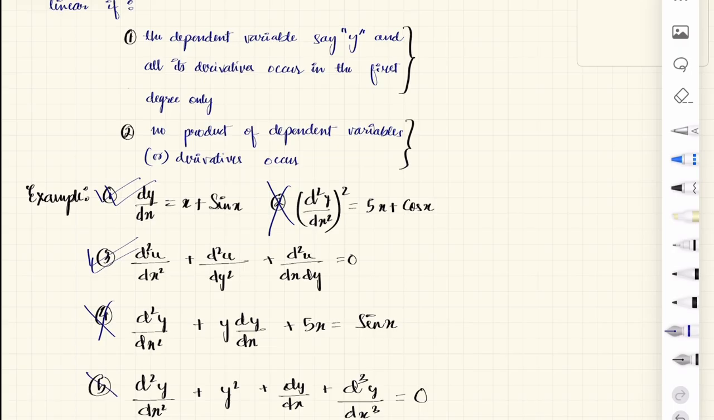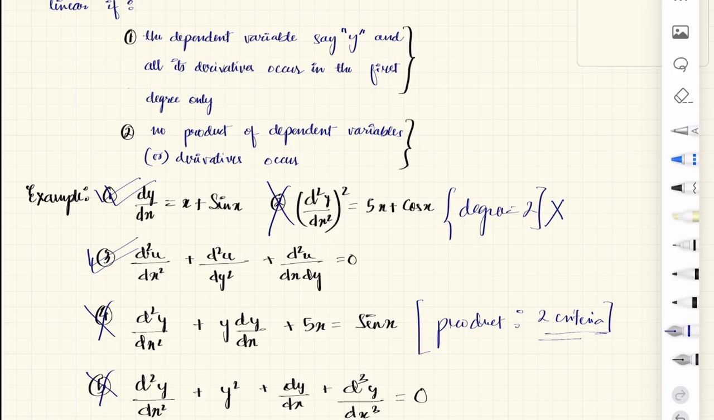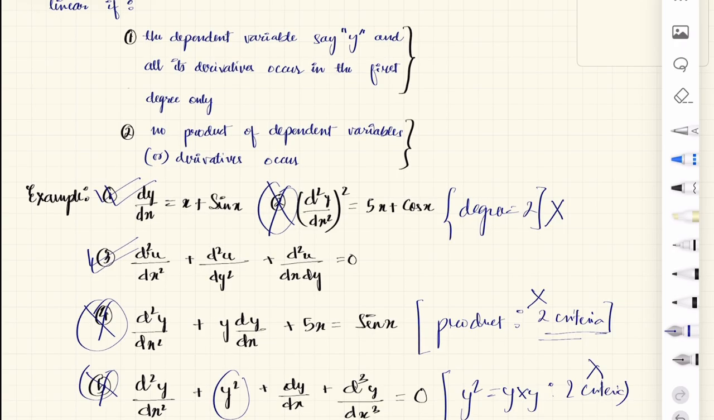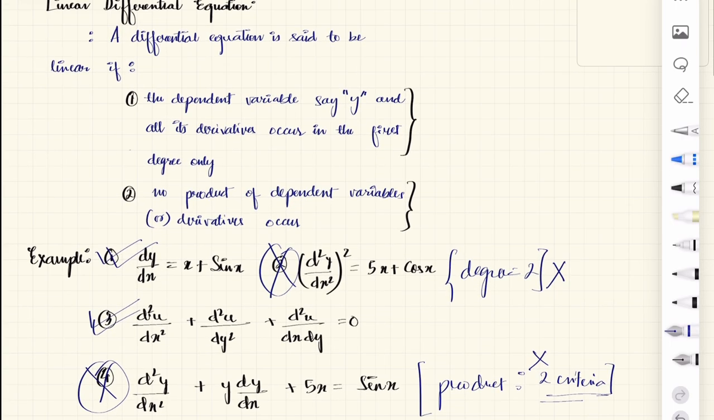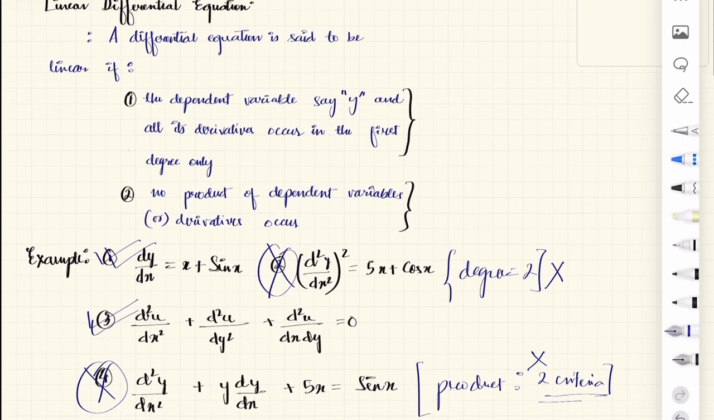2, 4, 5. Why? Because here the degree is 2, so not valid. Here the product is there, means the second criteria of the definition is not valid. Here also, y square means there's a product, so the second criteria is not valid. So that's why 2, 4, 5 are not linear differential equations. Now you understand, right, what is the meaning of linear differential equations? So let's see something again.